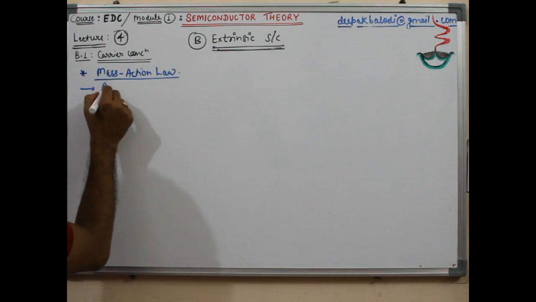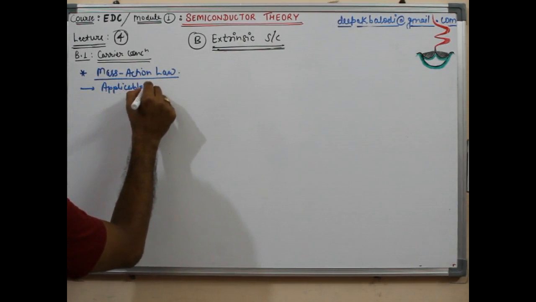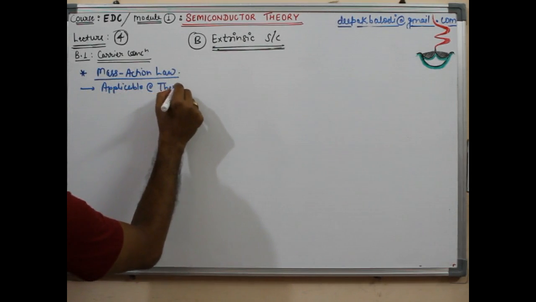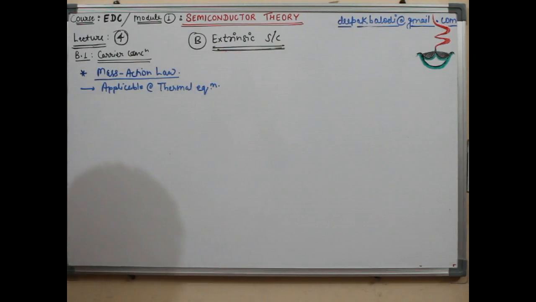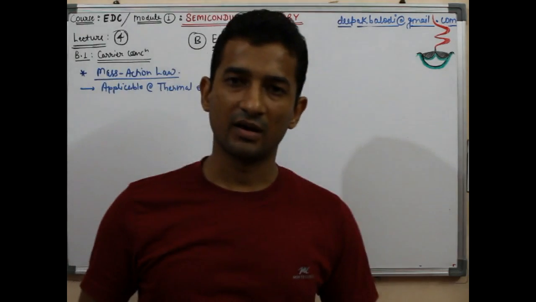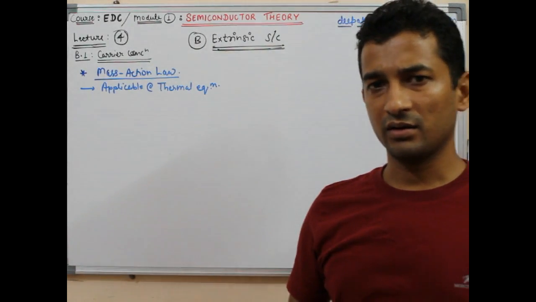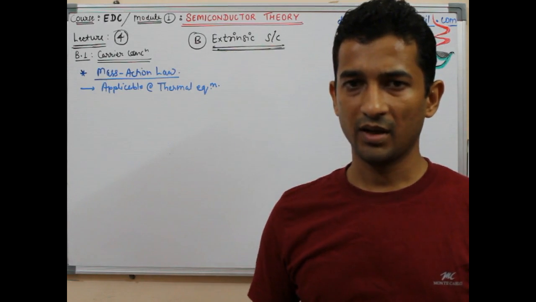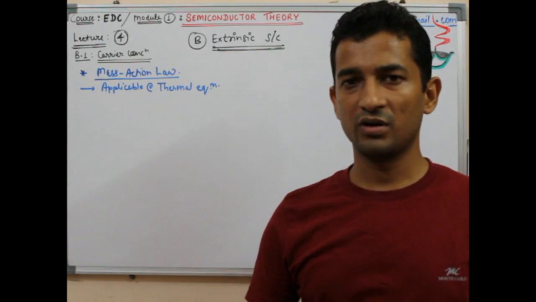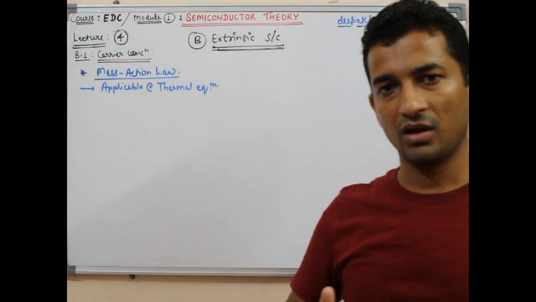Mass action law is a law which is applicable at thermal equilibrium. Now, what is thermal equilibrium? A brief idea about this is that if a temperature is maintained for a long time, for a sufficient time, then all the particles would come to a settled level of thermal agitation.